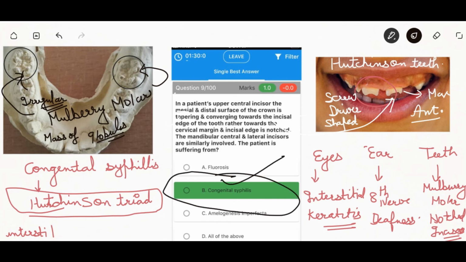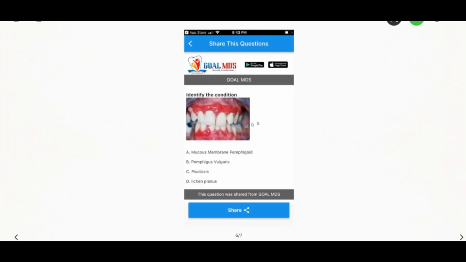So these all are characteristic features of congenital syphilis. That is what you have to remember for this MCQ question. Now here is the question, identify the condition.